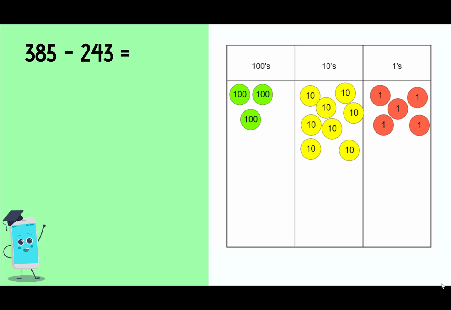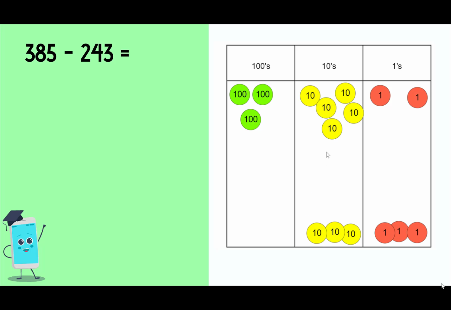I'm going to start with my ones in 243, and I'm simply going to take 3 of my ones away. I'm just going to pop them down the bottom so you can see that I have taken them away. Then I need to take away 4 tens because there's 4 tens in 243. And I need to take away 2 hundreds. So you can see at the bottom, I've taken away 2 hundreds, 4 tens, 3 ones.